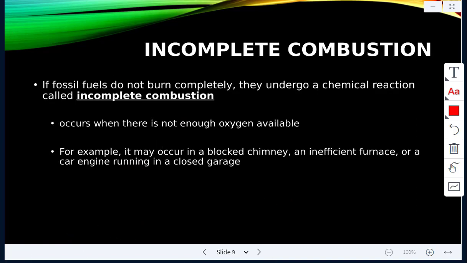All right, so there's two types of combustion that can happen. There's an incomplete combustion, and this is when fossil fuels do not burn completely. They undergo this type of chemical reaction, which is called an incomplete combustion. Basically, it occurs when there's not enough oxygen available. So, for example, it can occur in a blocked chimney, an inefficient furnace, or a car engine running in a closed garage.